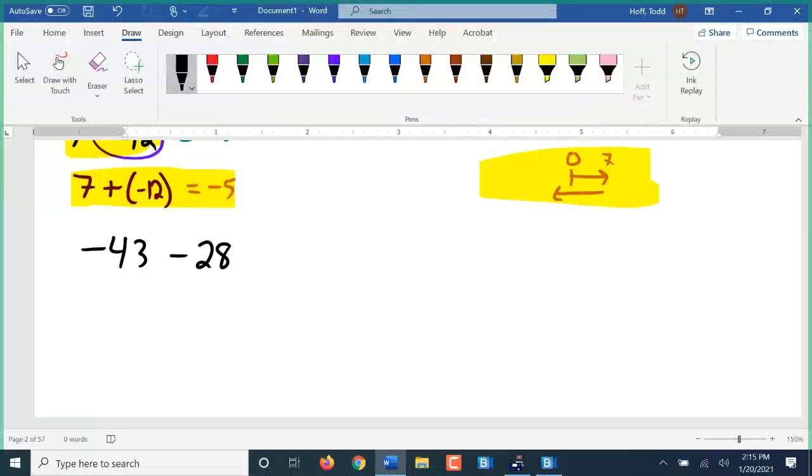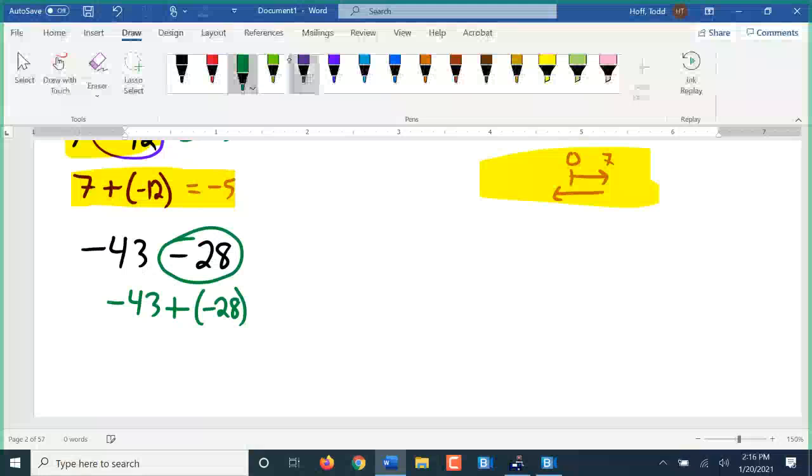When we get to one like this is where changing it to addition, adding the opposite, helps. Because negative 43 minus 28 is difficult for a lot of people to do. So that subtraction operates on the number that comes after. So that operates on the 28 here. So negative 43 does not change. Subtracting 28 becomes adding the opposite of 28. So we add, what's the opposite of 28? Negative 28.